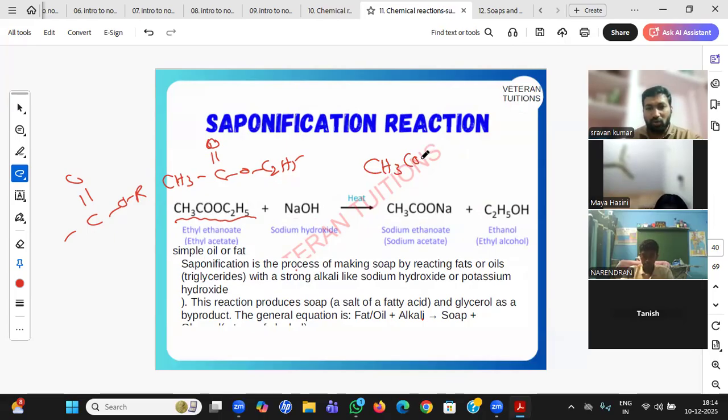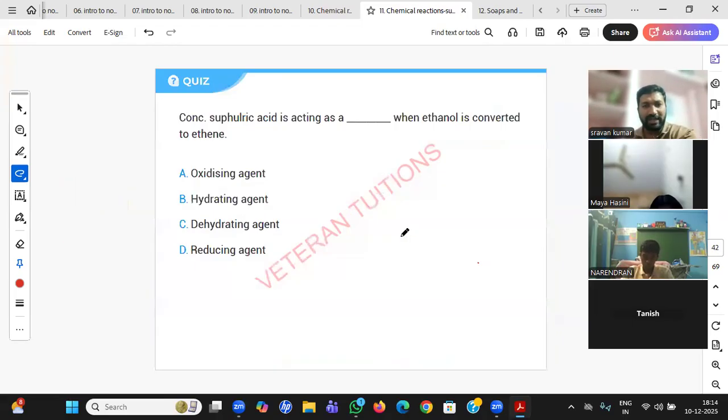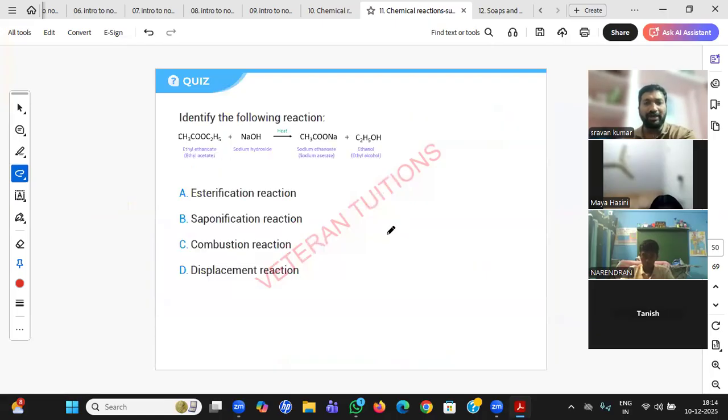CH3COO. Okay, you can write like this: CH3COONa. NaOH is sodium hydroxide. CH3COO is nothing but what will its name be? Sodium ethanoate. That will be its name. Okay. So in that way, we finish saponification, all types of reaction.